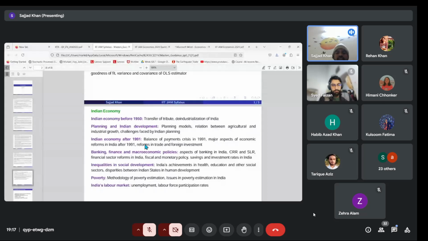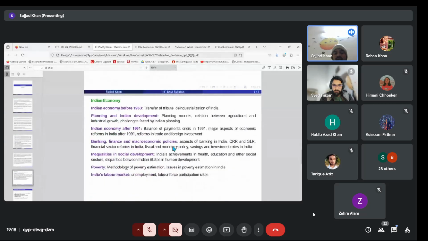Now, banking, finance, and macroeconomic policies. In this, the Narasimha Rao committee is the most important, and its key recommendations about the CRR and SLR. You know, they link it with macroeconomics, where some questions are based on fiscal policy and monetary policy, and sometimes they relate to the monetary multiplier.